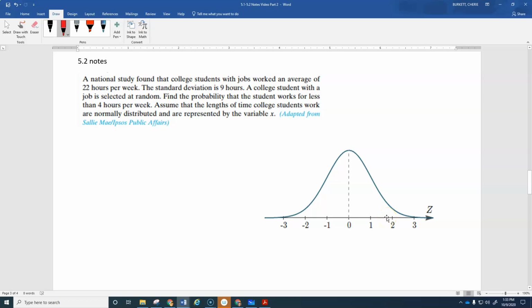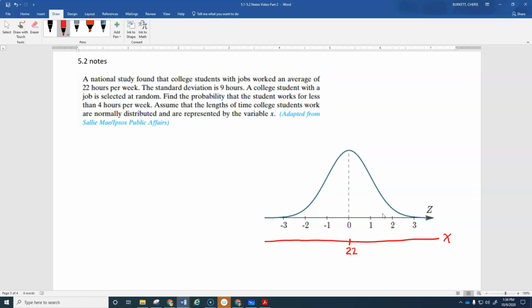What you're going to be doing is saying, okay, I know what to do if it's on my standard curve, but what do I do if it's not on my standard curve? Well, you put your x-axis right underneath your z-axis. On your x-axis you're going to put your mean. It says they work an average of 22 hours a week, so you put your mean right there. That's your average, and the standard deviation is 9.